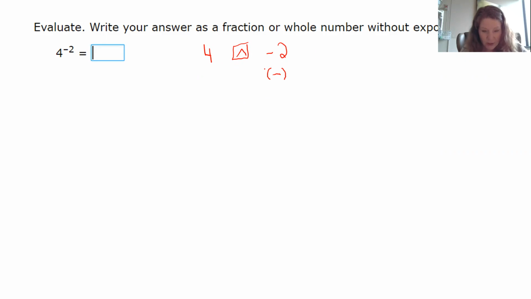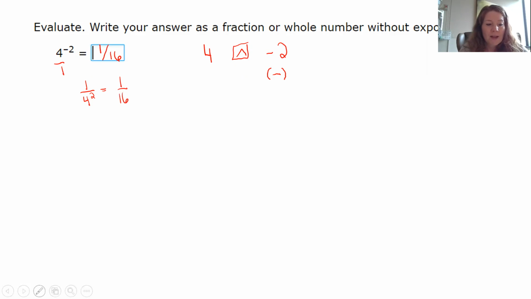So if you type 4 and then the caret button and then -2, it will tell you that the answer is 1/16. So in IXL, you're going to type 1/16, and that will be the correct answer, because in order to make that negative go away, we're going to take that 4 and flip it down to the denominator, so it would literally be 1/4 squared. And 4 squared is 16, so 1/16.